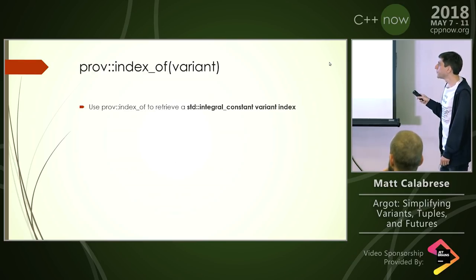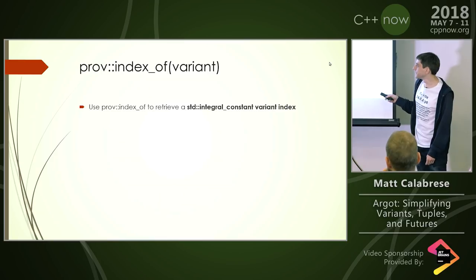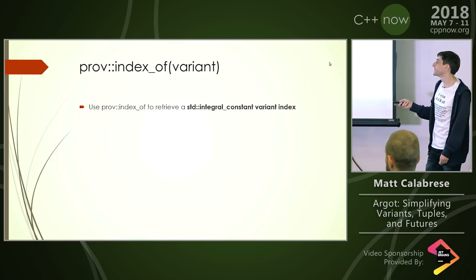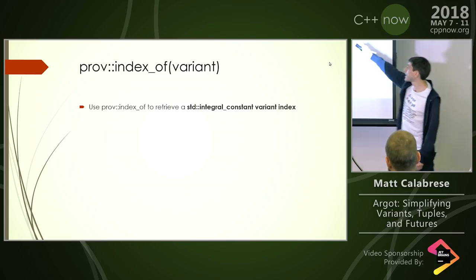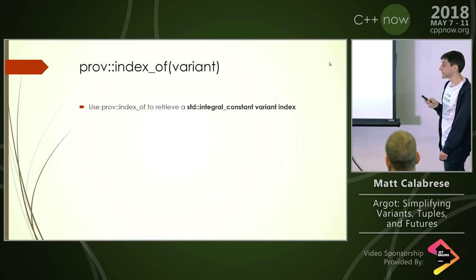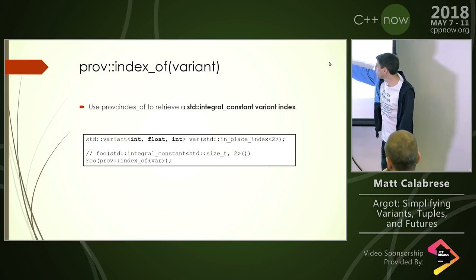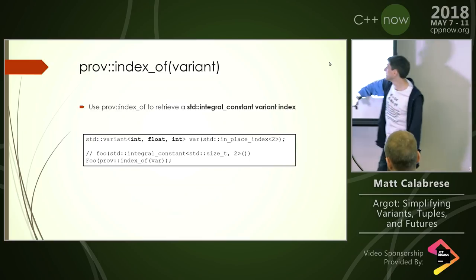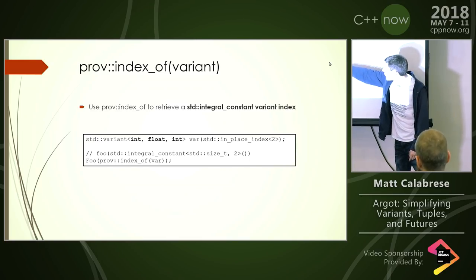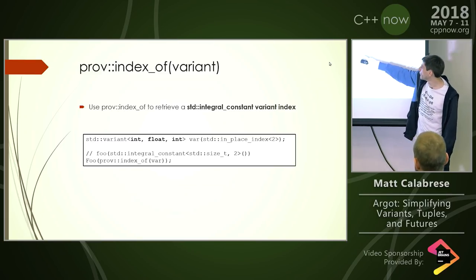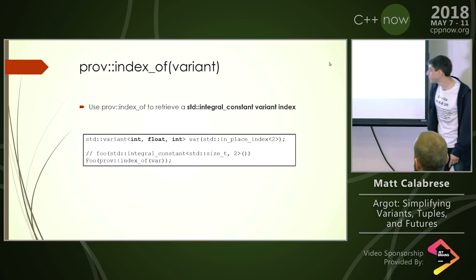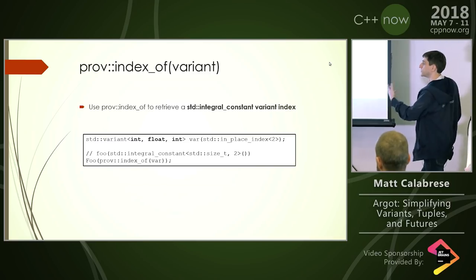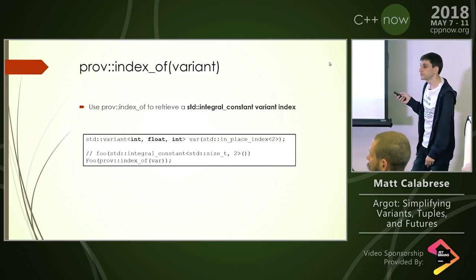So I provide an additional argument provider that I didn't mention before called index_of. What this does is you pass it a variant, and instead of giving you back a reference to the currently active alternative of the variant, it gives you back a std::integral_constant corresponding to the variant index. For example, if you have a variant of three types, and notice there's duplicates here, and it happens to be in the int state, when you call foo of prov, passing prov index_of, what it will actually do is call foo with a std::integral_constant passing in 2. Because this value is encoded in the type, from inside of our overall increment operator, we can use it as a compile-time constant. Calling value on the end of it, you get your runtime value.